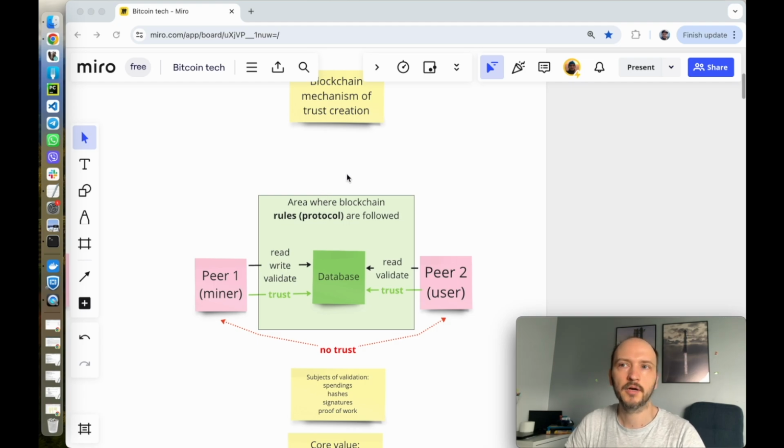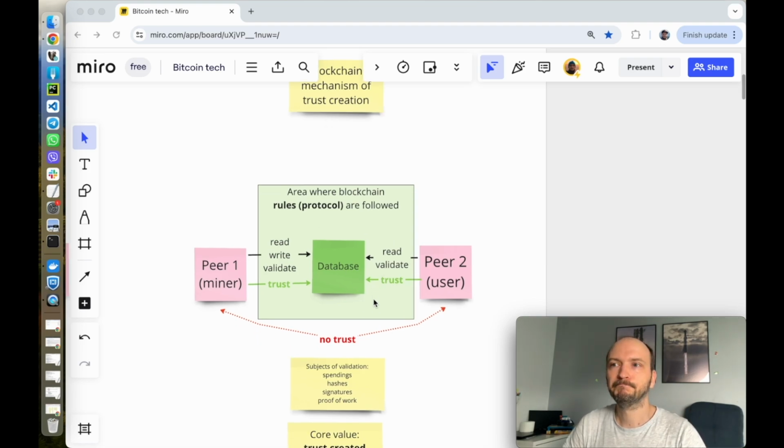In this case, we don't have an authority. Instead, we have an area where the blockchain rules or protocol is followed, and peers still don't trust each other, but they follow the protocol and they write to the database. Some peers may write to the database, all the peers read from the database, and all the peers can validate what is in the database. And because the protocol is followed, and because the protocol is mathematically proven, peers trust the database that is written inside the protocol, and we don't have an authority in this case.